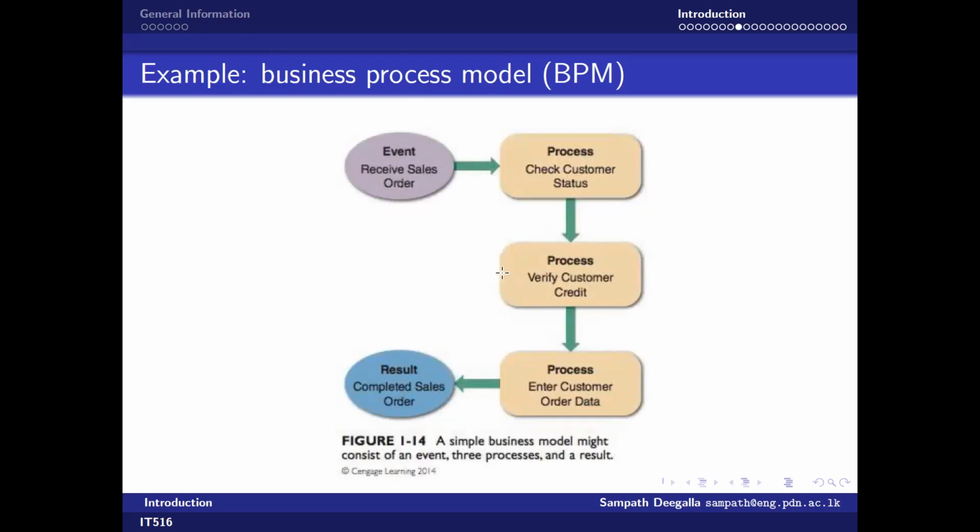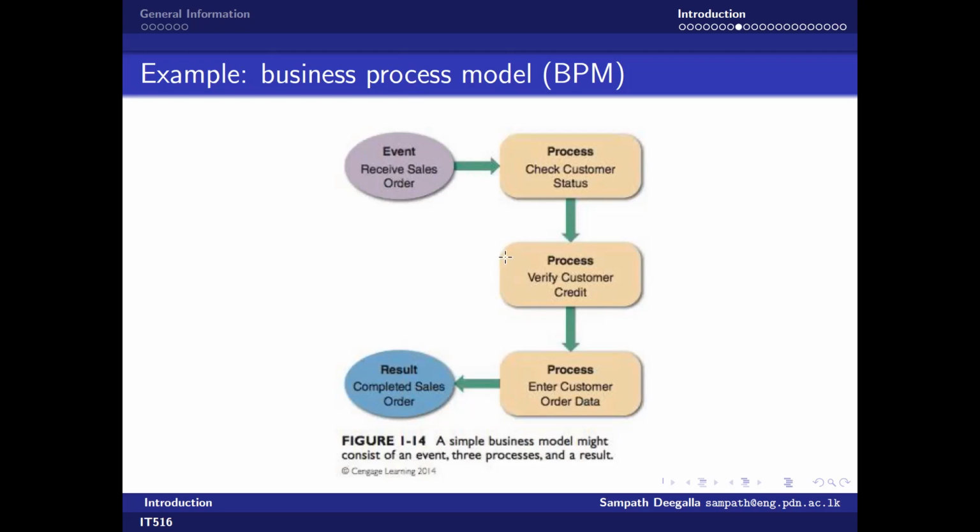So let me move on to a very simple business process model, where in this particular case you will have an event. The event is receiving a sales order, but then you can see that there are a couple of processes. You check the customer status, and when you get a sales order, you check whether the customer has enough credit for this, and only then do you process the customer order data and complete the sales order.